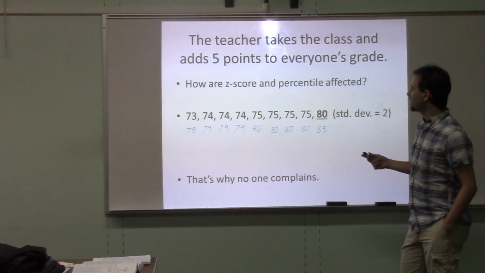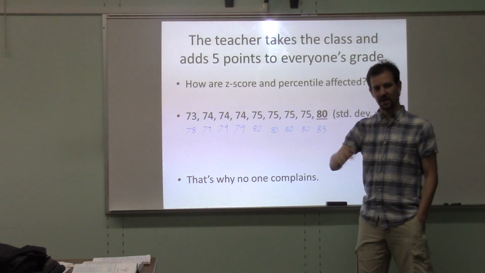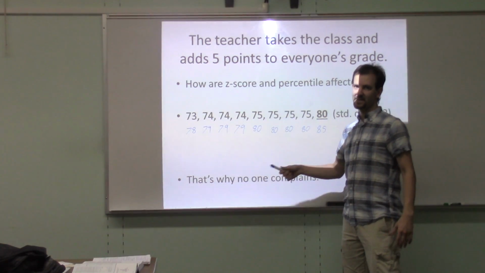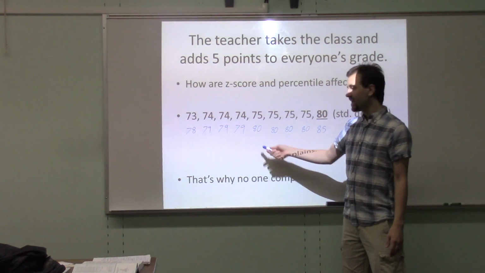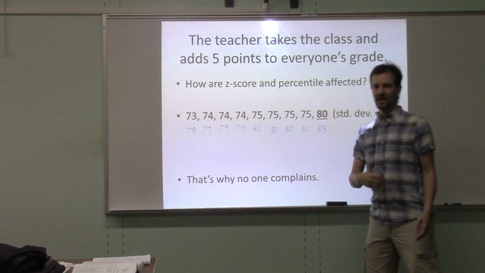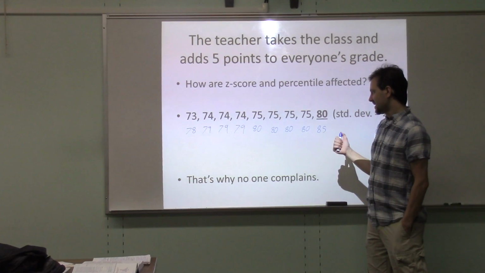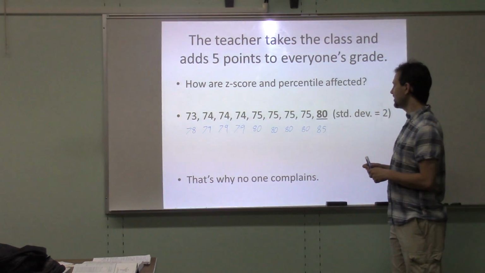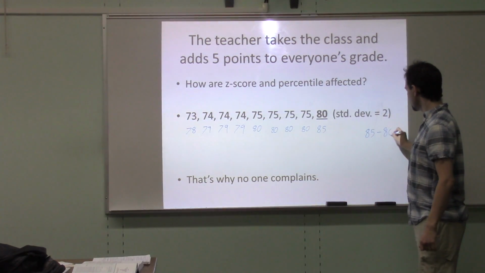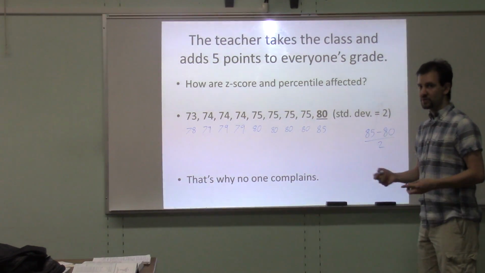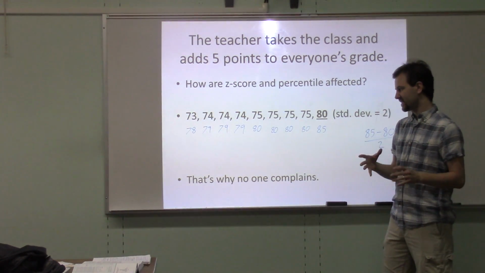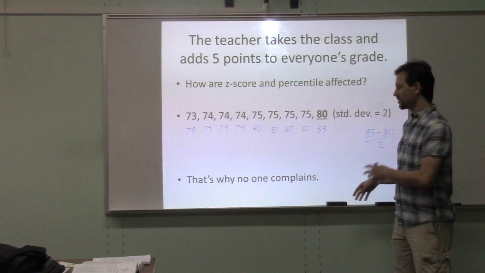Same thing for standard deviation. Standard deviation hasn't changed. All the points got moved the same distance. The gaps between the points haven't changed. The average distance from the average hasn't changed because now the new average is 80. These points are still 1 away from it. This point is still 2 away from it. This point is still 5 away from it. So the standard deviation hasn't changed, and the calculation for z-score would stay exactly the same. Take the point, compare it to the average, divide by standard deviation, 2.5. So your z-score and your percentile are not affected by transformations that add a number to all the grades.